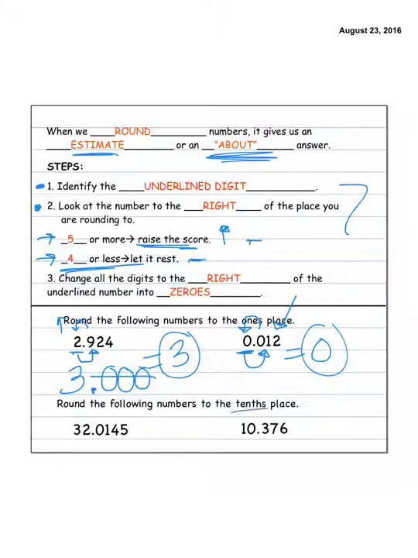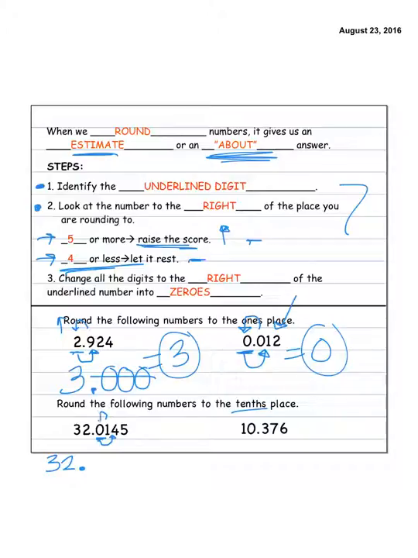Round the following numbers to the tenths place. So my tenths place is the first digit after my decimal to the right. I look at my 0. So first of all, I know everything before the number that I'm rounding is going to stay the same. So there's a 32 and a decimal. That's for sure going to stay there. I look to the right, which is a 1. The 1 is less than 4.